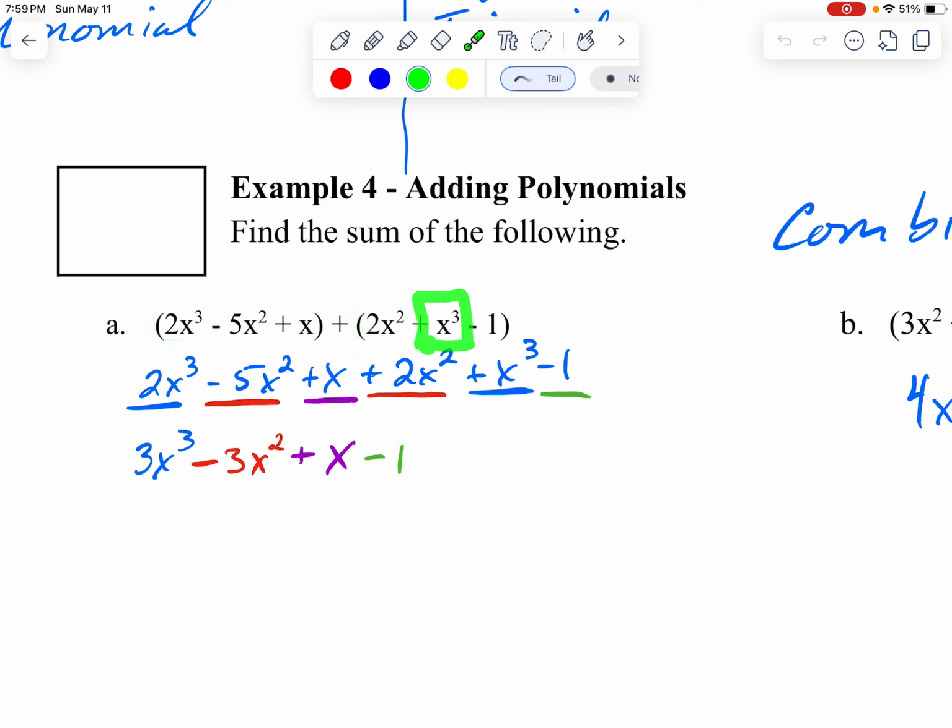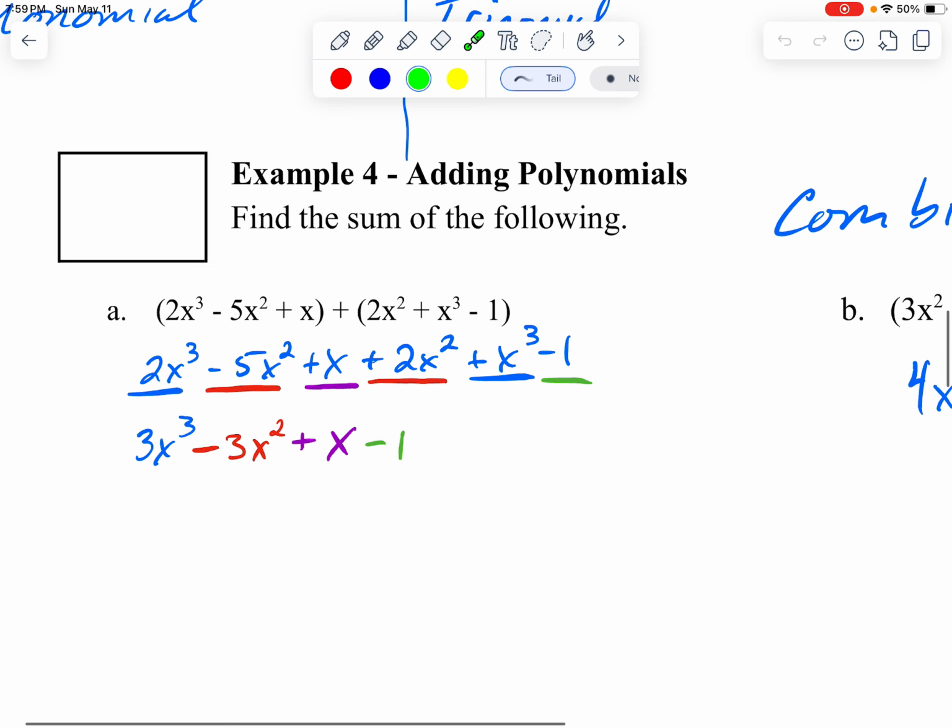So I've got a 2x to the third here, and there's the x to the third, there's a 2x to the third. In a second we'll talk about those I can combine. These are both squared terms. That's going to have to stay by itself because it's a first degree, and then that's a 0 degree. When we add these polynomials, it's basically just combining everything together. Everything's going to keep the same sign that it has. I could just rewrite this, and that's what I've done down below. So I've got my 2x to the third minus 5x squared plus x, but now I'm going to plus 2x squared plus x to the third and minus 1. And then we're going to combine those things that we can.